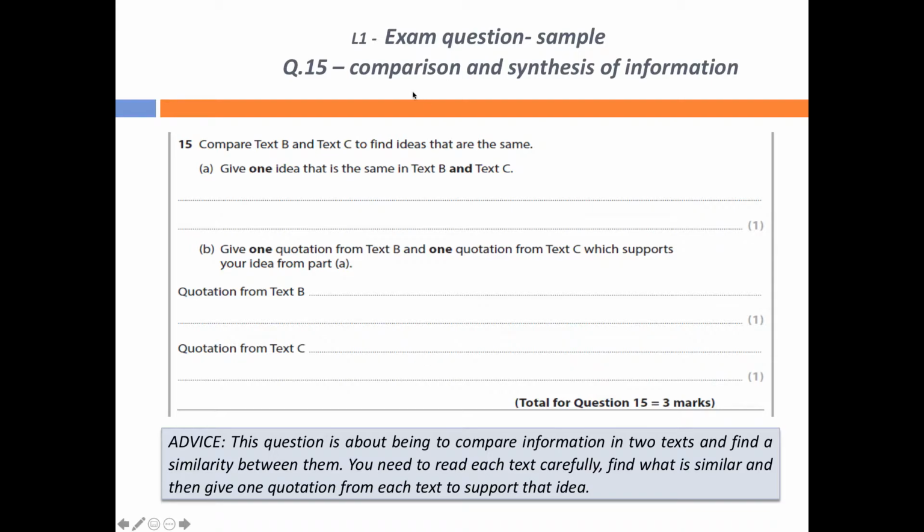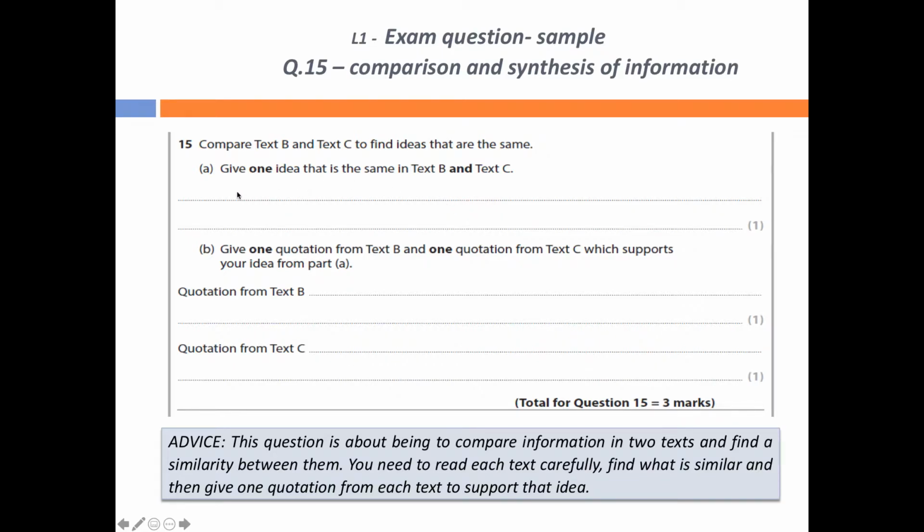So in Level 1, this is the only question where you have to compare two, but it is worth 3 marks, so it's good to know the skill, and obviously as you're going on to Level 2, it's a more important skill. So like it says, compare text B and text C to find ideas that are the same. Give one idea that is the same in text B and text C. Okay, so there are 2 parts of the question.